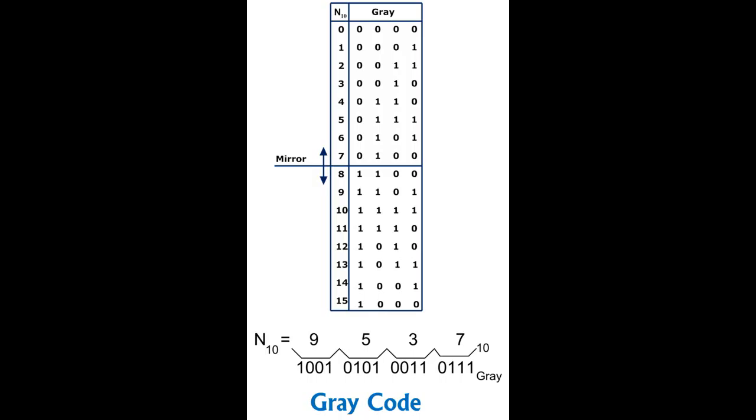Gray coding has an extremely important feature. The difference between two adjacent lines is only one binary digit. Thus, the main application of the gray code is in linear or rotary position encoders. In any situation, the encoder will indicate the correct position, or at most, there will be an indetermination between two adjacent positions.